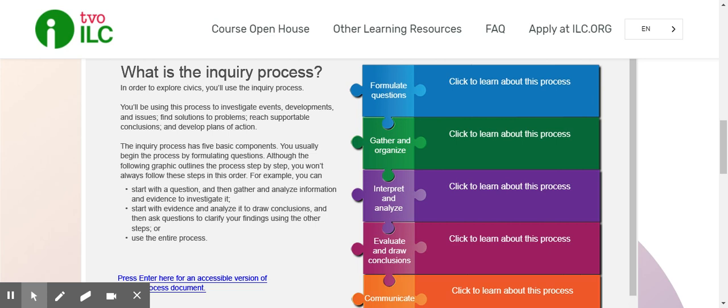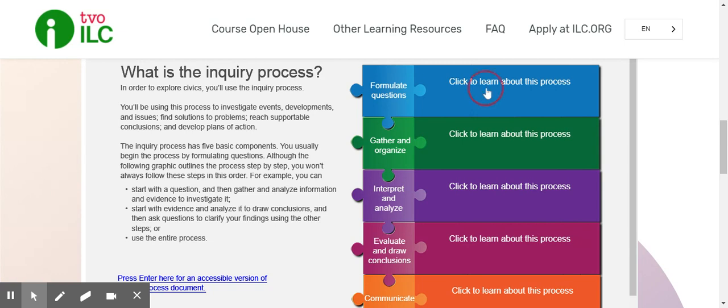The inquiry process is a tool that you will be using to explore civics. The inquiry process is broken down into 5 basic components. So you can see those 5 components here. You usually begin the process by formulating questions. But that isn't to say that you might not start with evidence, analyze it, and draw conclusions. Let's take a look at these 5 pieces in detail.